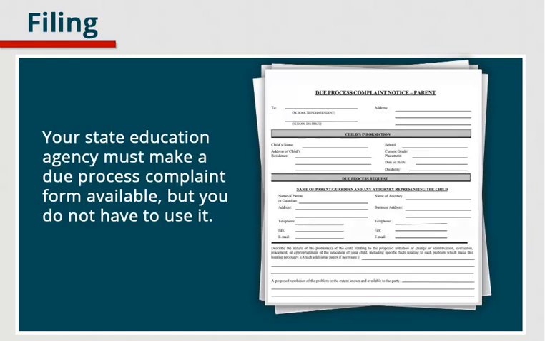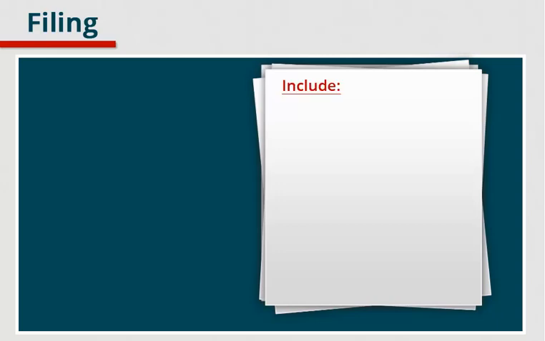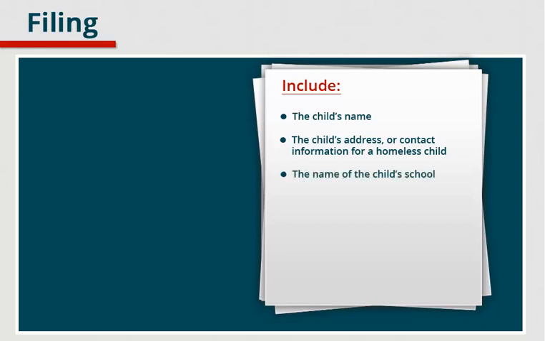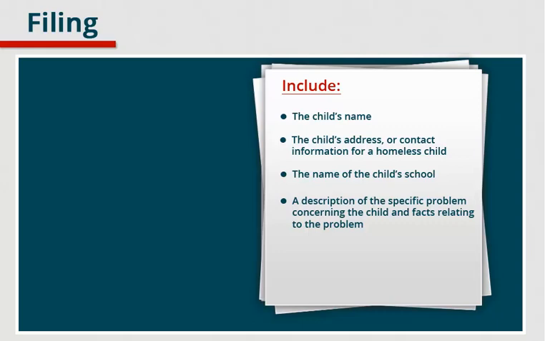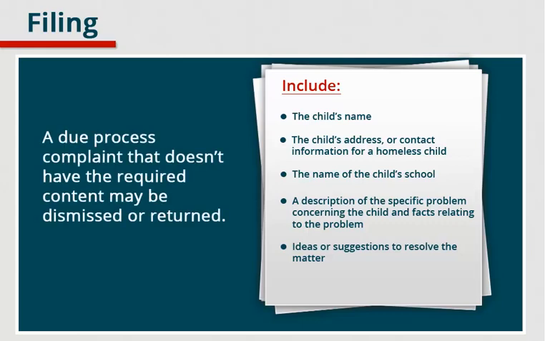The IDEA requires a due process complaint include at least the following information: the child's name, the child's address or contact information for a homeless child, the name of the child's school, a description of the specific problem concerning the child and the facts relating to the problem, and ideas or suggestions to resolve the matter. A due process complaint that doesn't have the required content may be dismissed or returned, which could delay resolution of the matter.